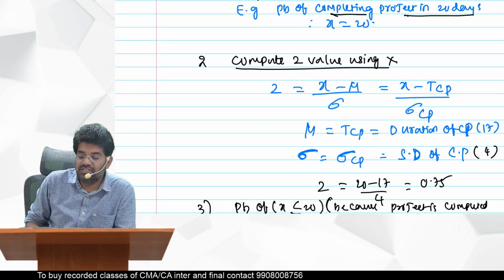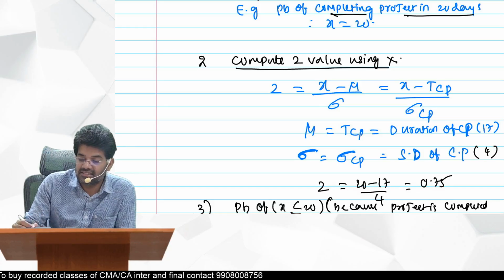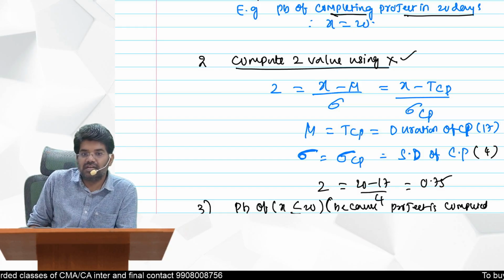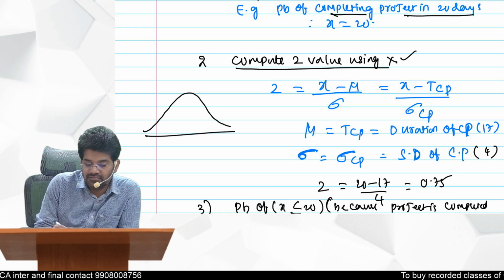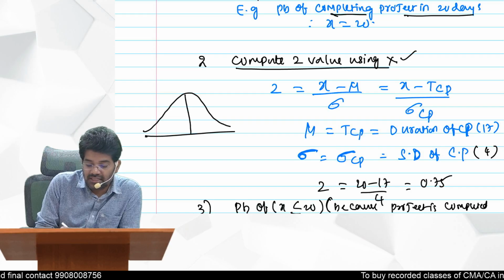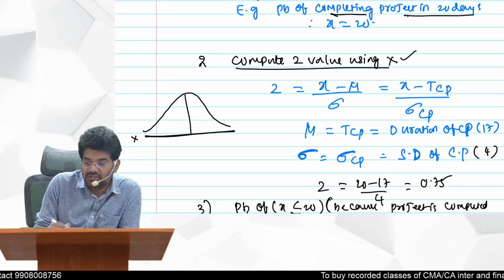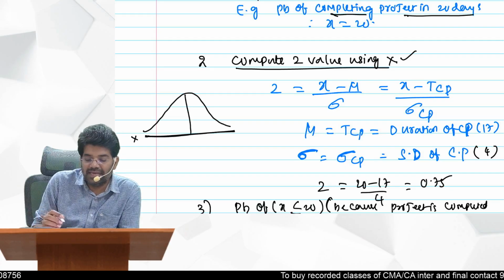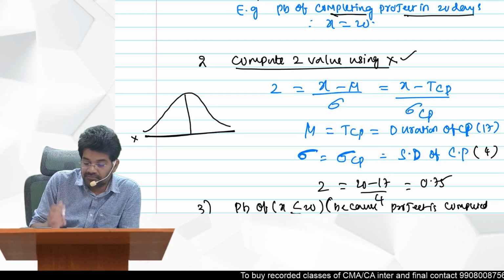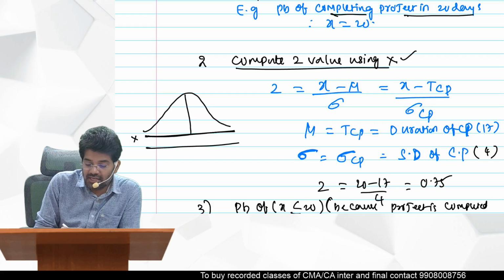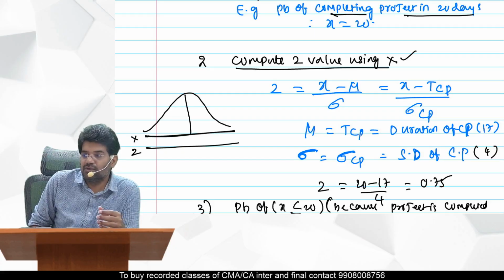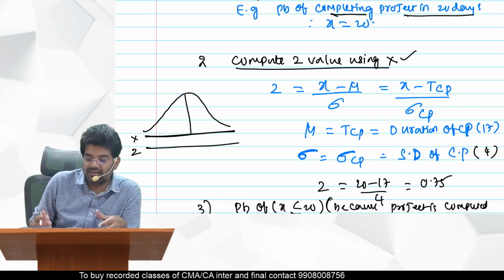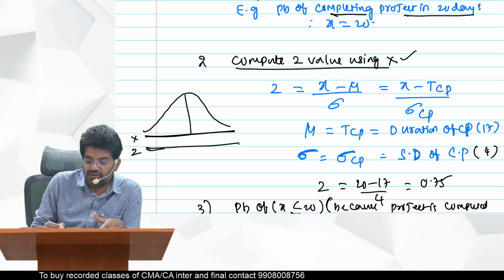Next, compute z value using x. So in our normal distribution curve, the horizontal line is only our x value. And below that we take the z value. Z value represents the number of times your x value is from your mean. So z score we have to calculate.